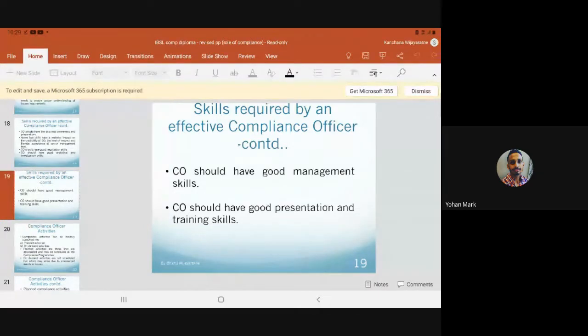Right? The next point, the compliance officer should have good presentation and training skills. Extremely important. Training is a very vital part of the compliance. You have to train your people. Training comes under the HR and the training center, that's fine. But as compliance, you need to be an effective partner in that training team. You got to closely work with your training department, the HR or whatever the training division, in training your staff.